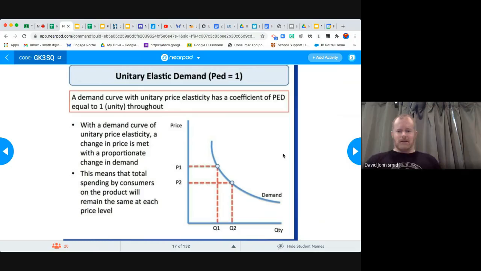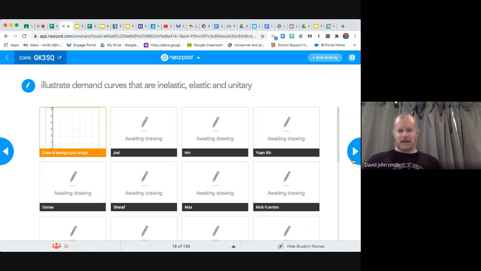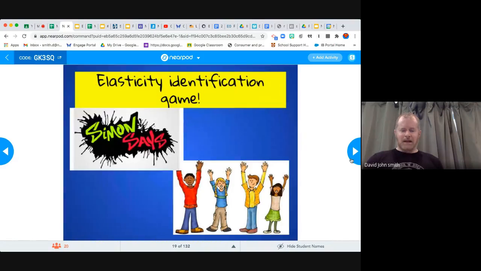Now, unitary elastic was that one. We had the extremes, the inelastic. Done that. Yeah, no, we don't need to do that. All right. Now, what again?